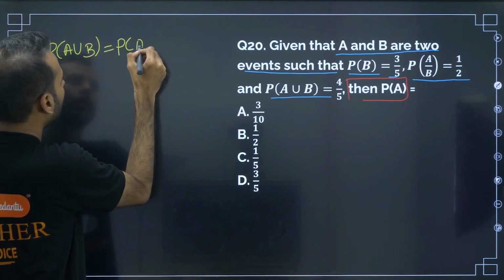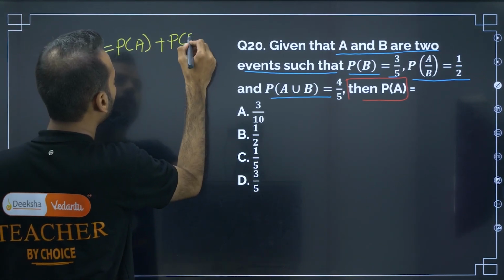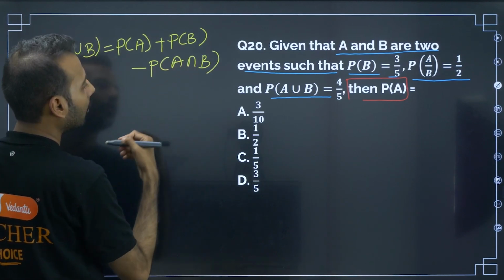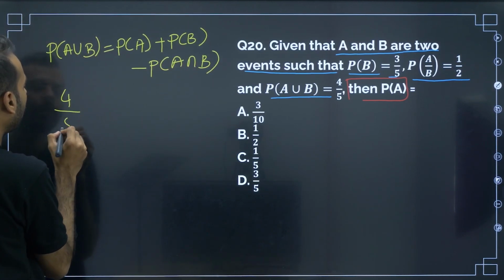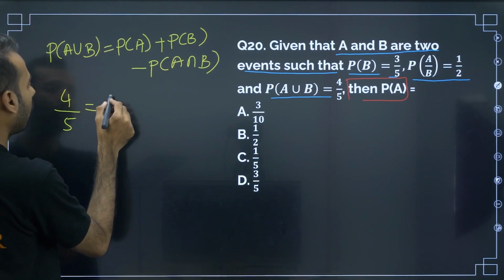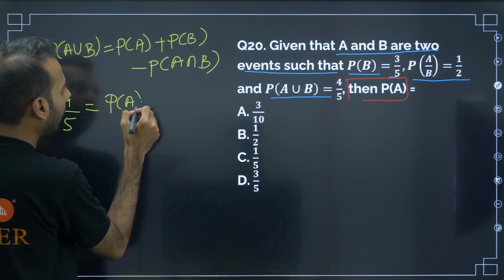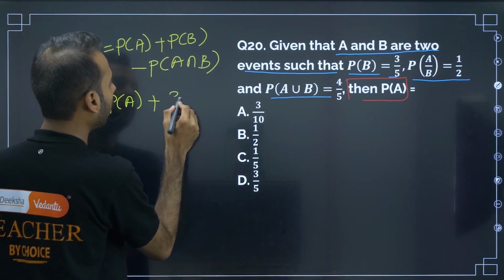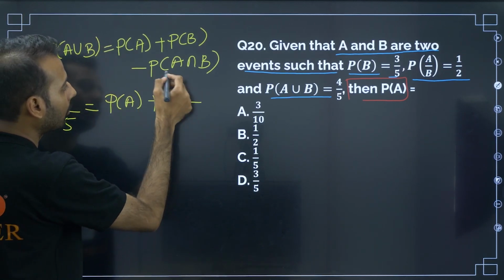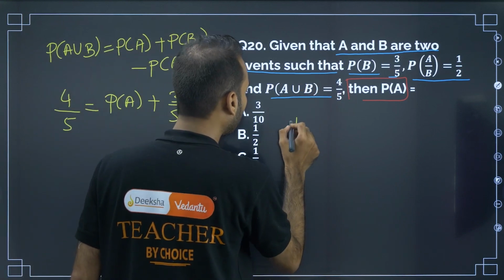P of A plus P of B minus P of A intersection B. So P of A union B is 4 by 5. P of A is what we have to find. P of B is 3 by 5. P of A intersection B is not known. But one more data they have given.